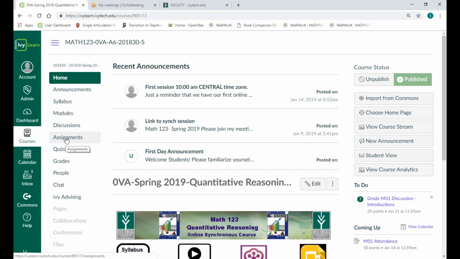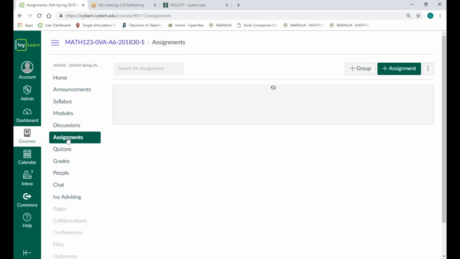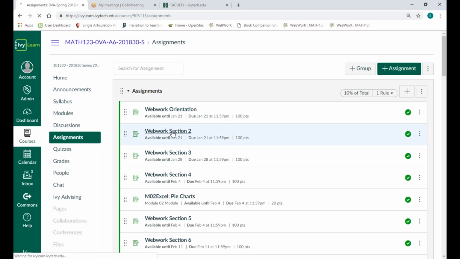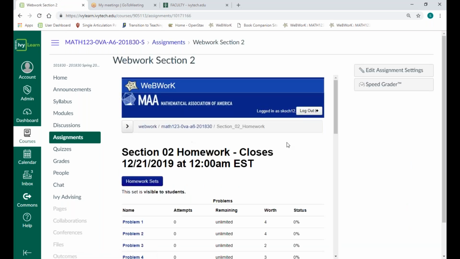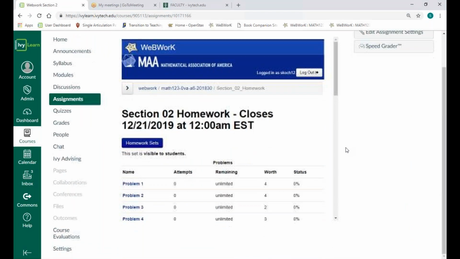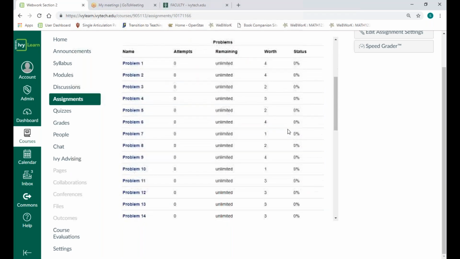So I'm going to go back to assignments. I got myself out of the student view, and I want to make sure, because I know I was playing with this the other day. So let's see if I go through WebWorks number 2. This is what it would look like for you when you have something like this. So homework session 2 is going to show up. This isn't all the problems, so you're going to want to scroll down.